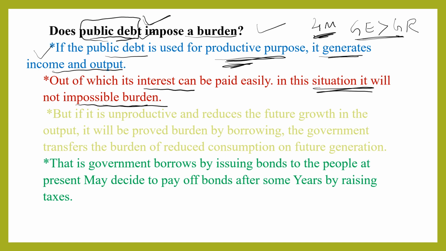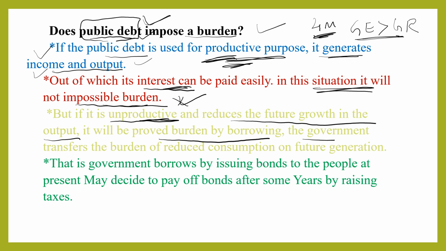So are we talking about the economy or the public? Definitely not, because we are using borrowed money for productive purpose, which generates income and output. With that you can repay the interest as well as the loan, and in that situation it will not impose any burden. If it is used for unproductive purpose, definitely it will reduce the future growth in output, and it will also prove a burden, because the government transfers the burden of reduced consumption to future generations.